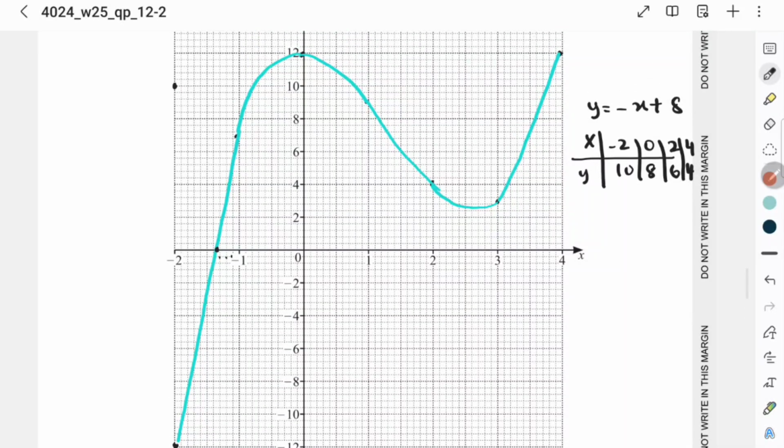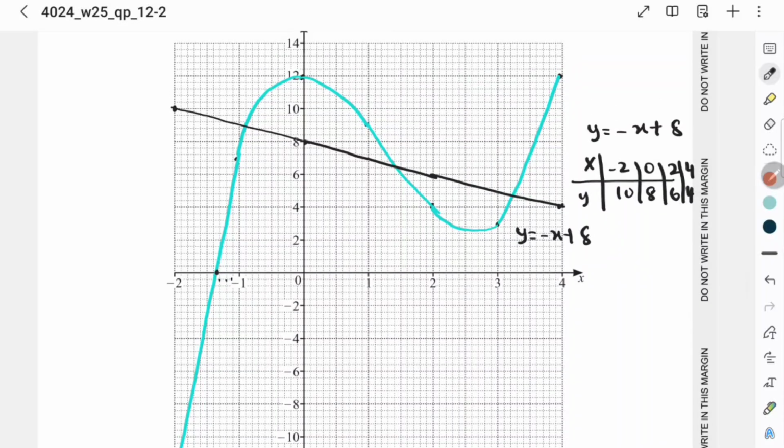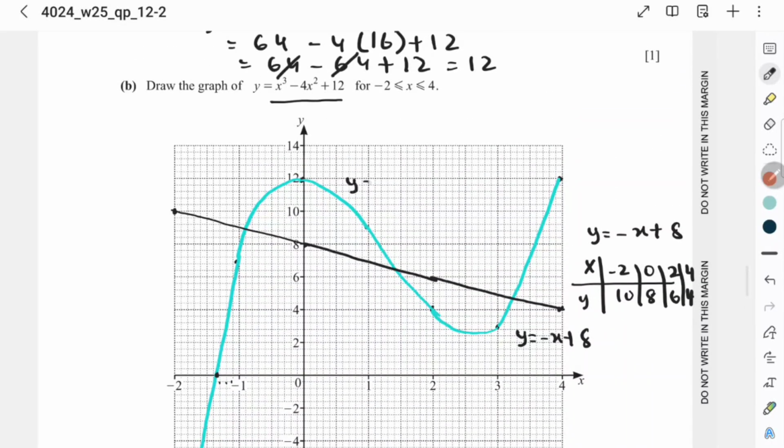And then we have 0, 8. We have then 2, 6. And then we have 4 and 4. Join them to make this straight line. So this is the line y equals minus x plus 8. And that is the curve for y equals x cubed minus 4x squared plus 12.